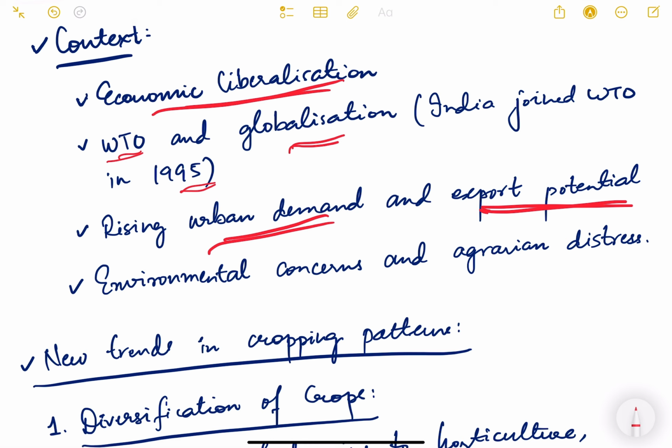Export potential. So now since our economy is opened, globalized, a lot of external demand also affected Indian agriculture. So for example, if there is a lot of demand for Indian mangoes, obviously farmers will start growing mangoes. If there is a demand for Indian onions, farmers start growing onions, because there is a lot of export demand now. Environmental concerns and agrarian distress also were the factors.